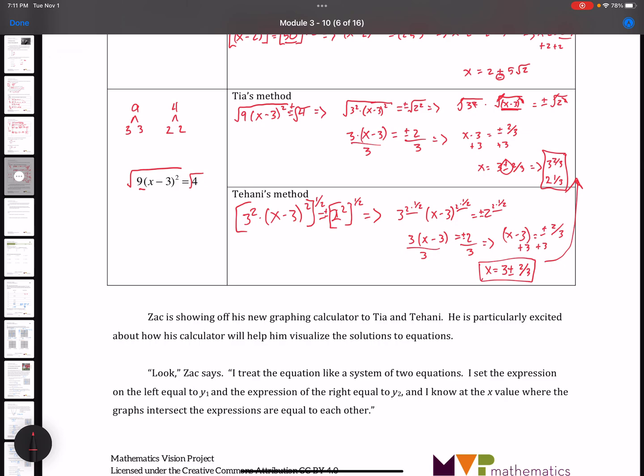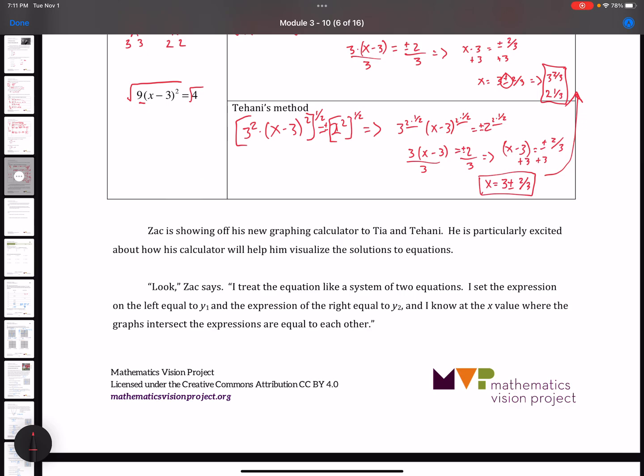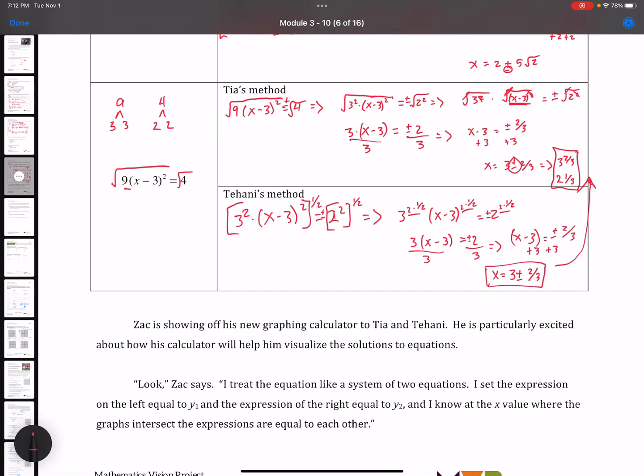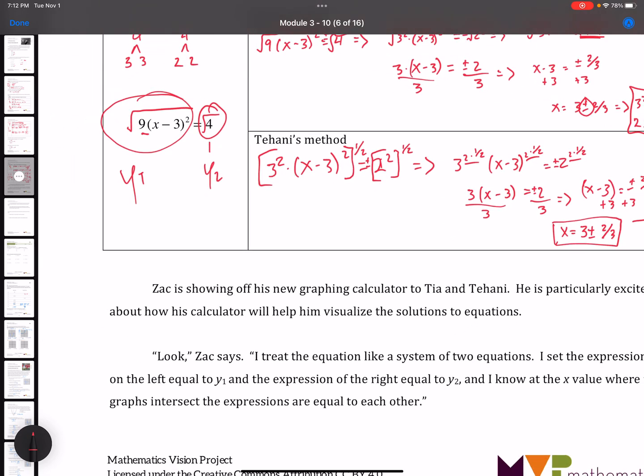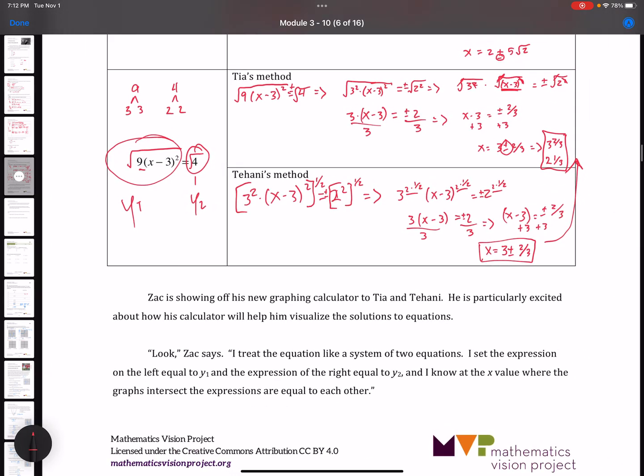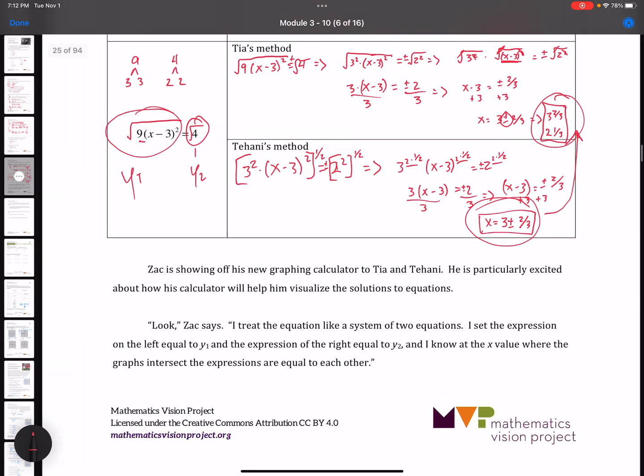All right. Zach now is showing off his new graphing calculator to Tia and Tahani, and he's particularly excited about how his calculator will help him visualize the solutions to equations. Look, Zach says, I treat the equation like a system of 2 equations. I set the expression to the left equal to y1 and the expression to the right equal to y2, and I know the x value where the graphs intersect. The expressions are equal to each other. So he's saying if he sets this equal to y1, and this equal to y2, where those two graphs cross is the correct value, right? That would be these points that we solved for right here, actually.